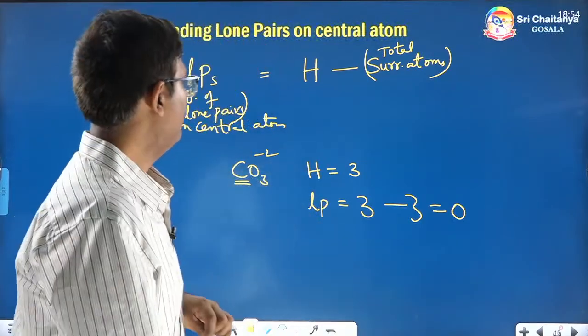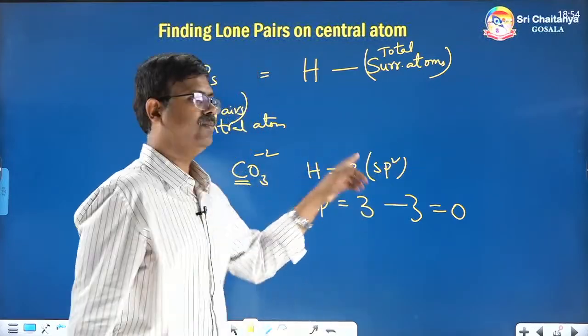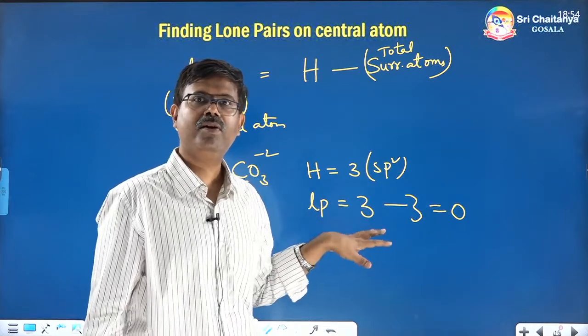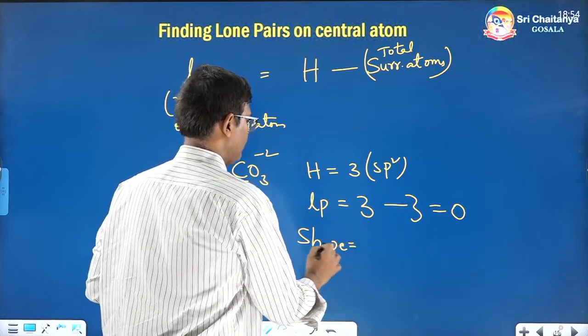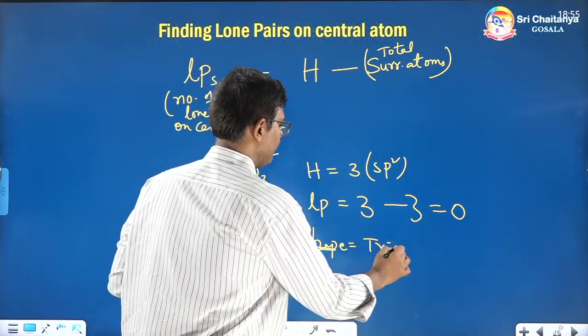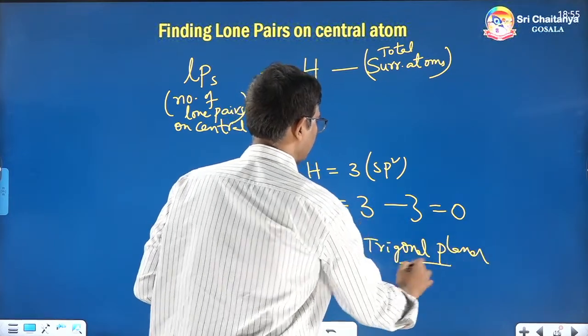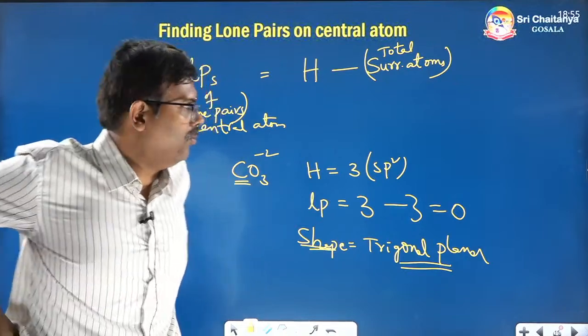Okay. So, hybridization 3 means sp2 hybridization. In sp2, lone pairs are nothing. So, what will be the shape of this molecule, or the molecular shape? Trigonal planar. Okay. So let's take a few more.